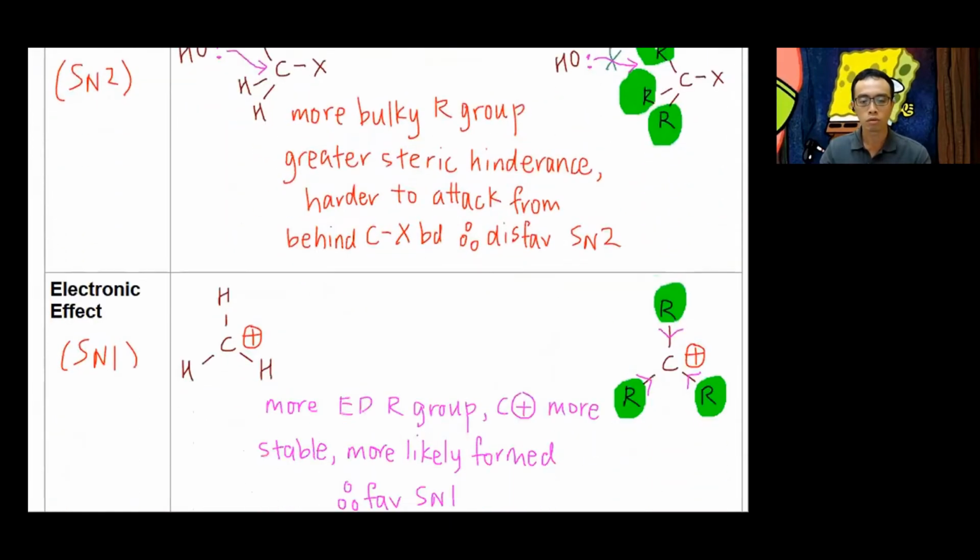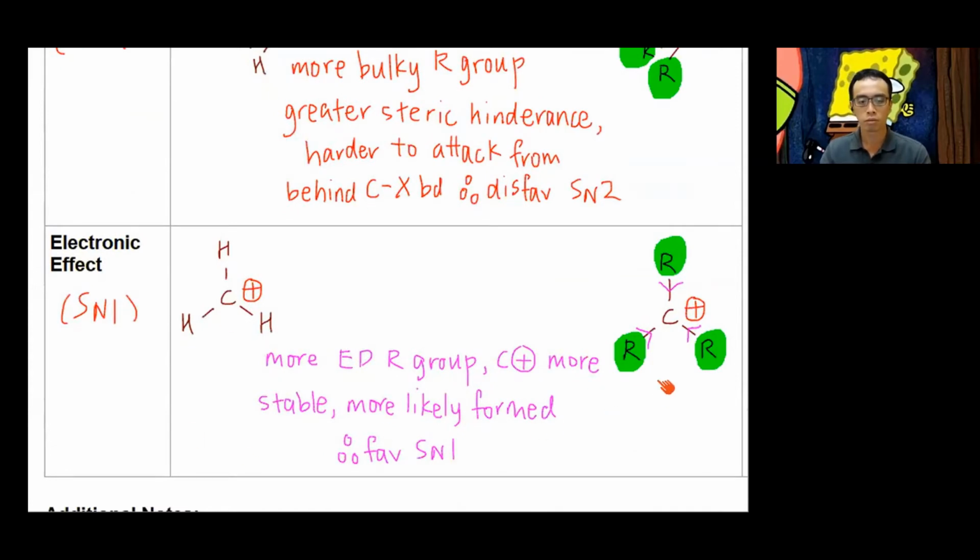Now the next effect that we want to talk about is the electronic effect. The electronic effect is based on something that we are more familiar with, donating and withdrawing groups. Donating groups will push electrons to anything that they are attached to. Withdrawing groups will pull electrons away from any group that they are attached to. Now, how does the electronic effect affect the stability of my carbocation? Because the electronic effect is used to explain the SN1 mechanism. The SN1 mechanism involves the formation of a carbocation, so the focus is on the stability of the C+. The more stable the carbocation, the more likely it will be formed. Therefore, it will favor the SN1 mechanism.